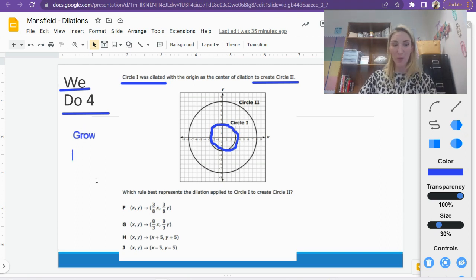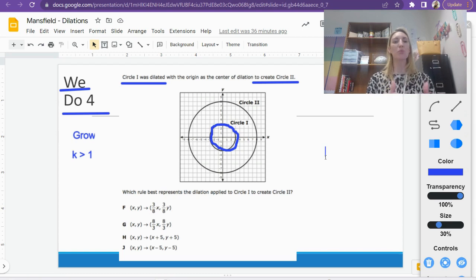Every time that it grows, it means that our scale factor has to be greater than 1. Our number that multiplies has to be greater than 1. All right, let's check our options. First of all, let's try to eliminate, right? So we don't have to think about every single individual one.